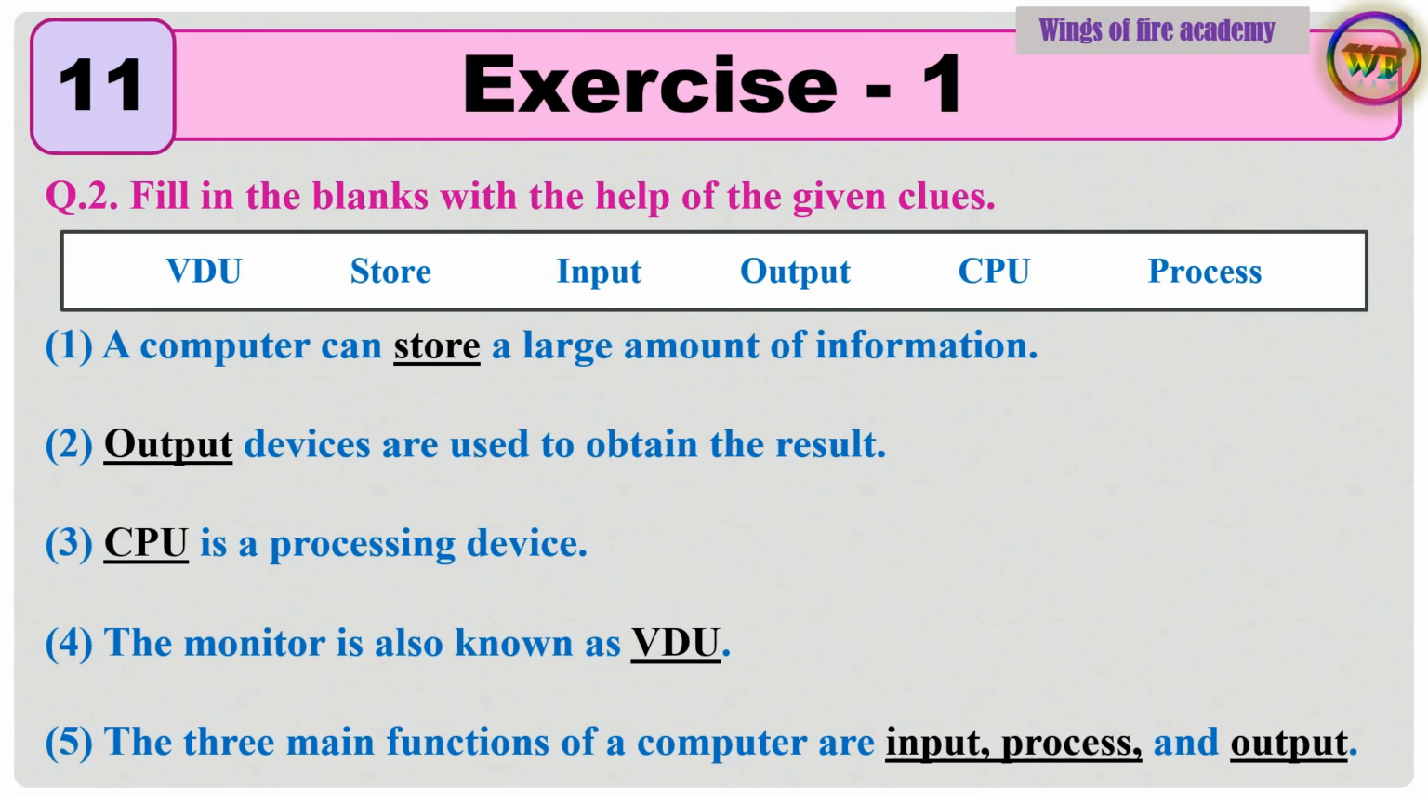Question number 2. Fill in the blanks with the help of the given clues. 1. A computer can store a large amount of information. 2. Output devices are used to obtain the result. 3. CPU is a processing device. 4. The monitor is also known as VDU. 5. The three main functions of a computer are input, process, and output.